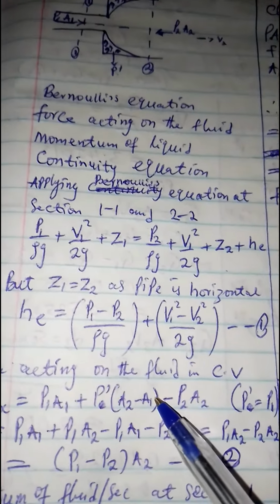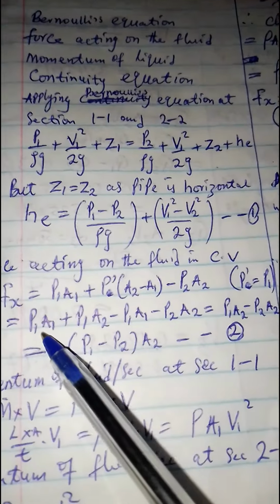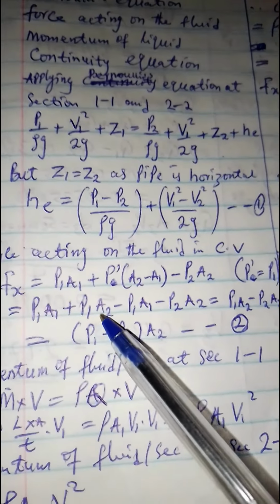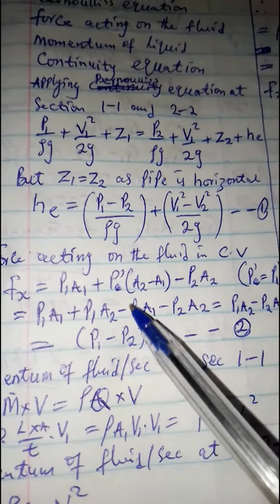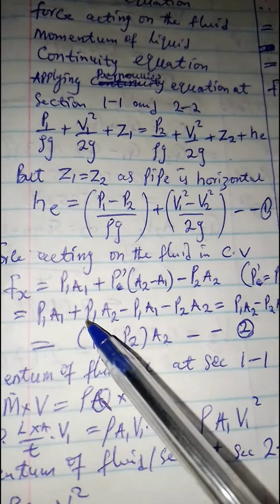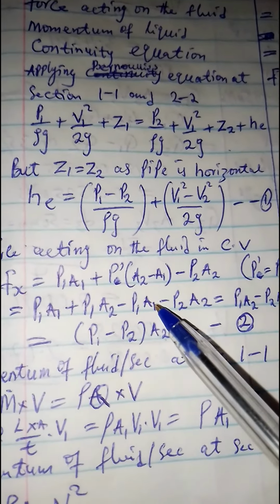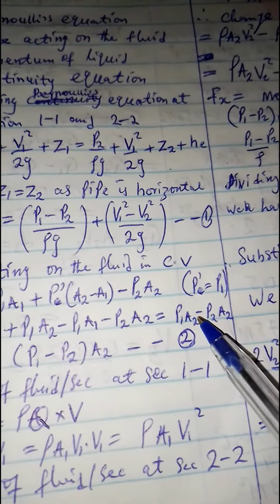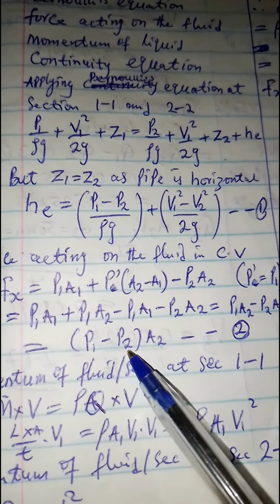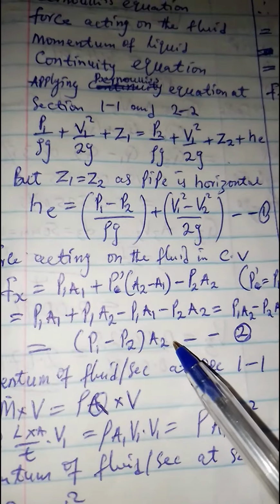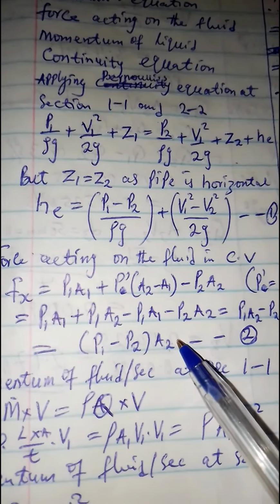Here we replace the P prime with P1, so that we now expand the equation in this form. You have P1A1 plus P1A2 minus P1A1 minus P2A2. These two will cancel out. Then you have P1A2 minus P2A2, which will now result in this equation. Simplifying it further, we now have the change in pressure times A2. So this is the second equation, derived from the force acting on the fluid.